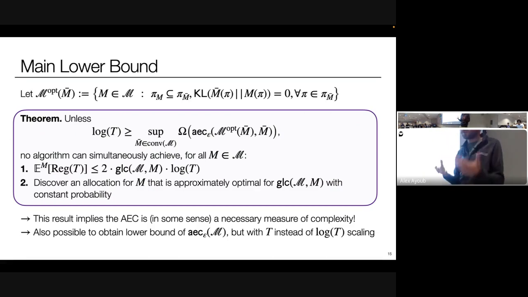But I think in the intuitive sense of what's going on here, this is really capturing what any intuitively correct algorithm would have to do. Any intuitively correct algorithm has to pay the greedy allocation. And this lower bound says that to do that, you have to have an AEC burden.